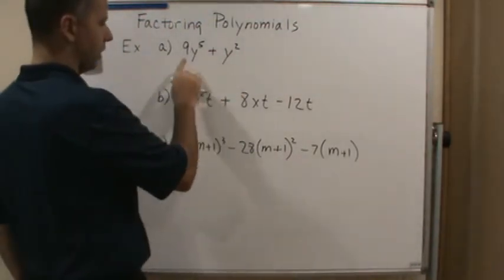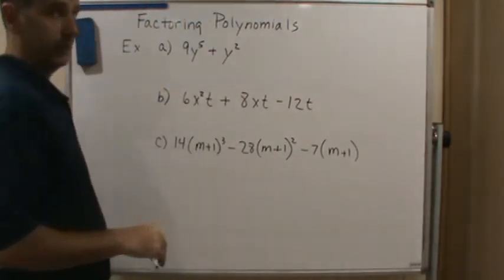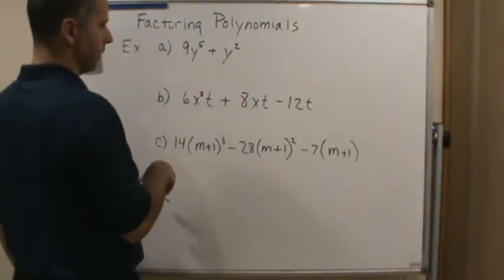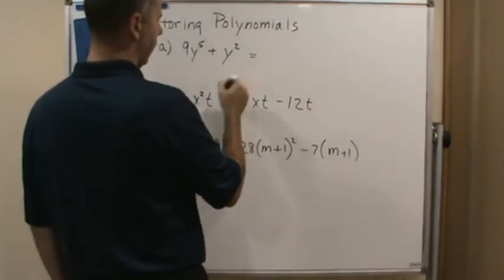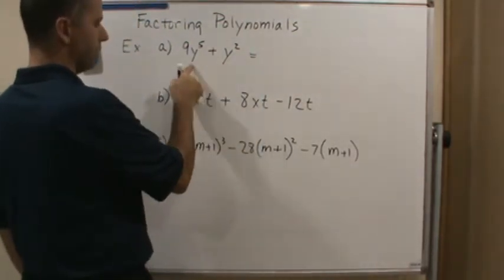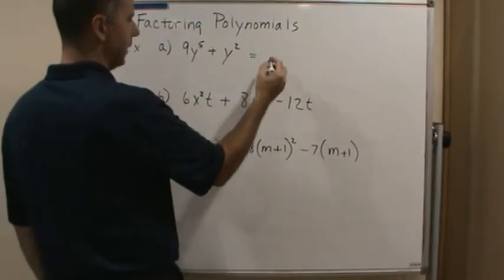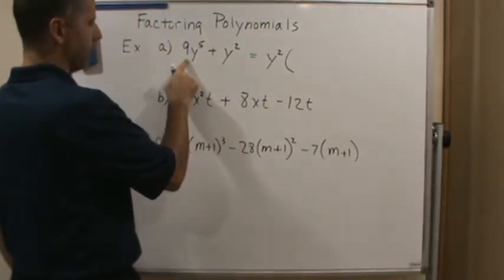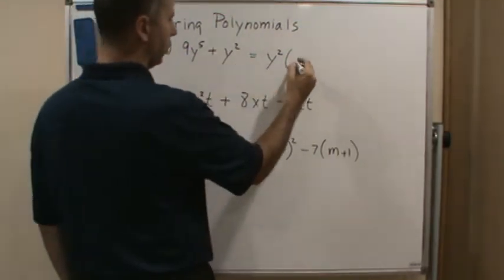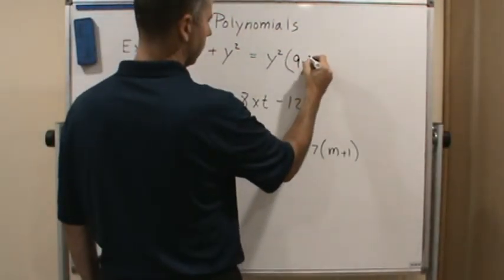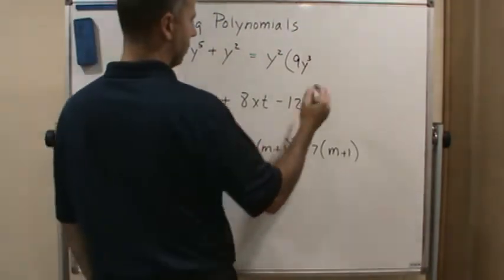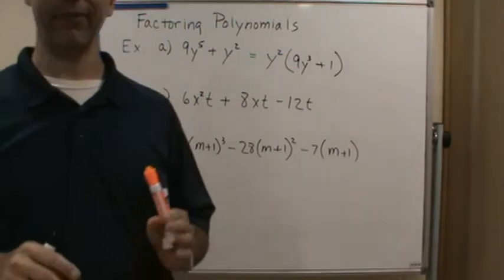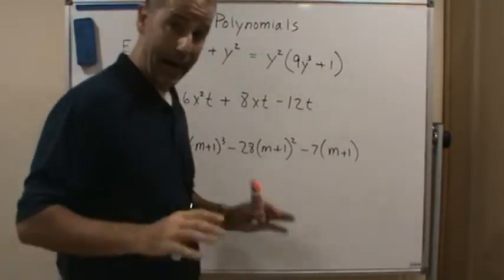So again, what's the largest factor of the coefficients? Well, in this case we don't have a greatest common factor we can factor out other than 1, so that's not going to help us. But we've got a y. What's the largest exponent that we can factor out? Y squared. So we can write this as y squared, and then of course, what's going to be left over? Well, 9y cubed plus 1.